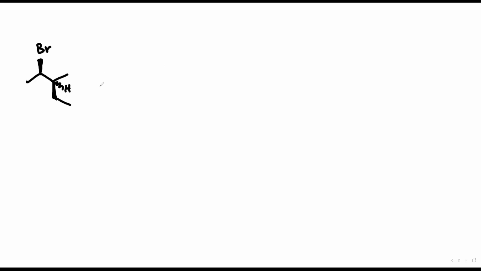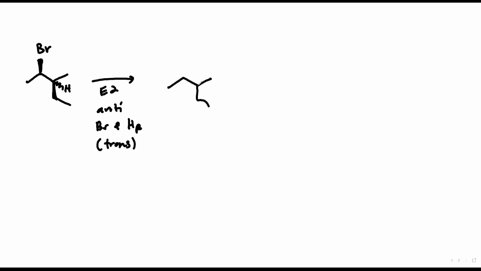Okay. So E2 formally, yes, it is a beta elimination, but formally it's an anti-elimination. And what that means is that the leaving group, in this case the bromine, and the beta hydrogen, the H beta, as I'll put here, have got to be anti to each other. They've got to be trans. The easiest way to see that is when H and Br, one is dash, one is wedge. That's an easy way to see it. So in this case, the elimination is in the anti transition state.